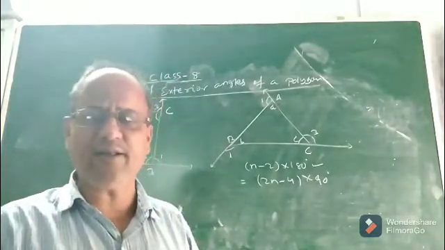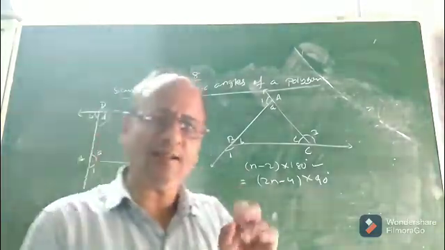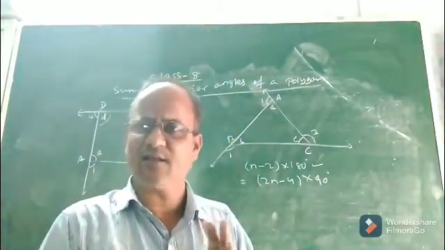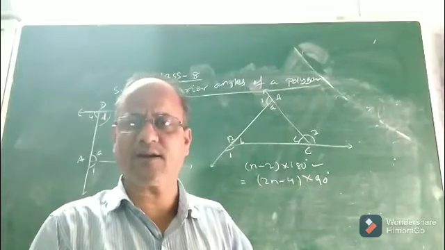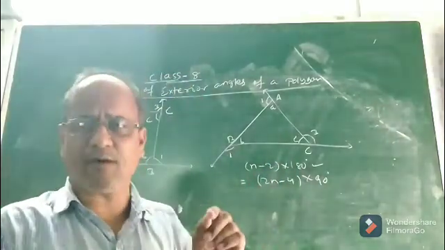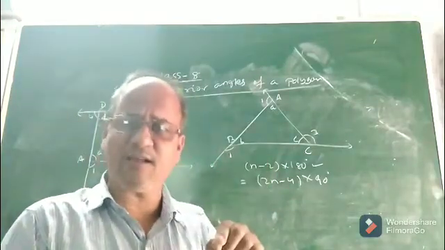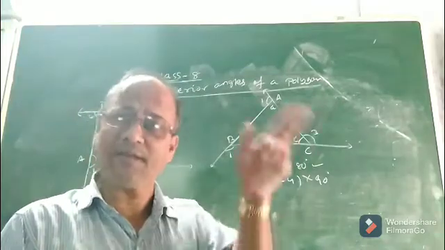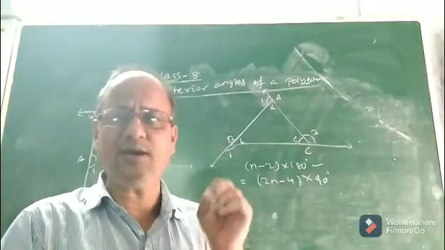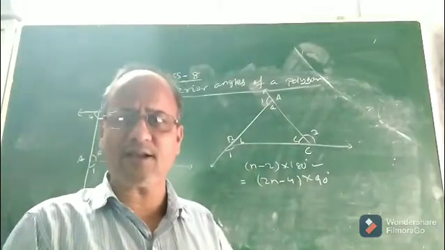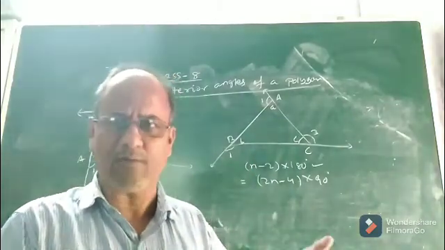Now children, in a triangle there are also how many exterior angles? In a triangle there are 3 exterior angles. In a quadrilateral there are also 4 exterior angles. Now if we are able to calculate the sum of interior angles of any n-sided polygon, then we can also calculate the sum of exterior angles. So let us discuss today what is the sum of exterior angles of any n-sided polygon. What will be the formula?